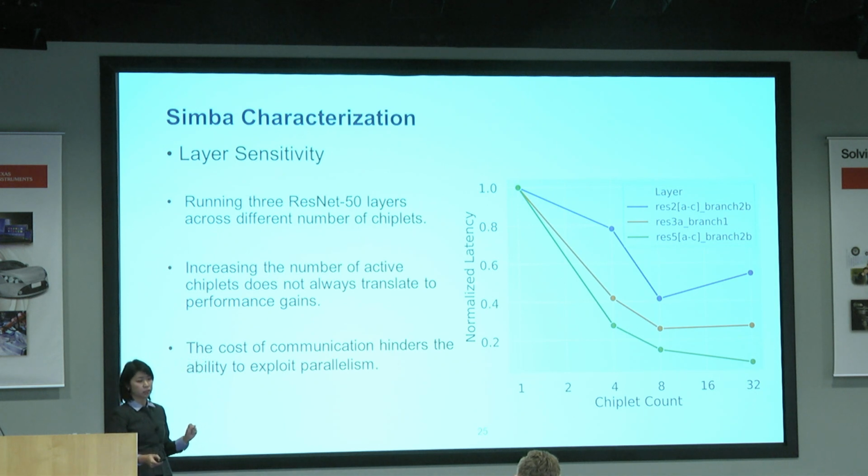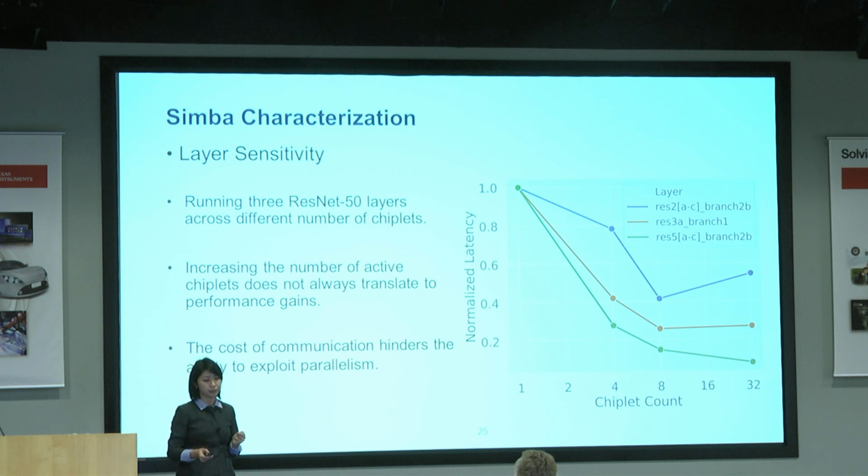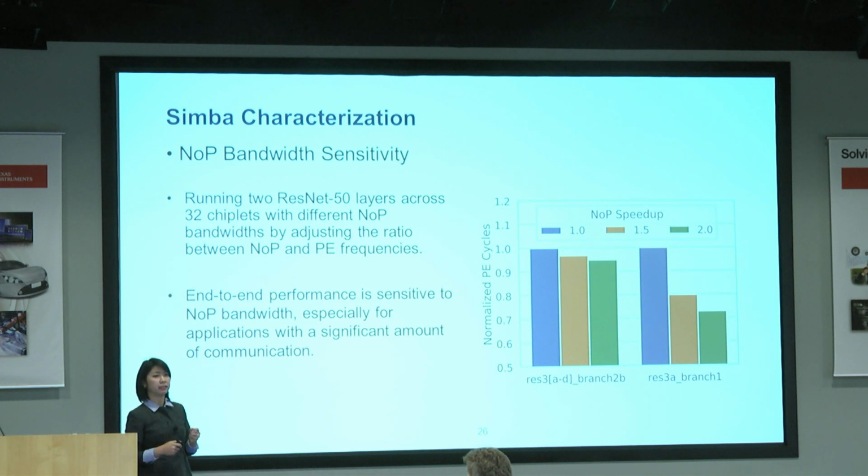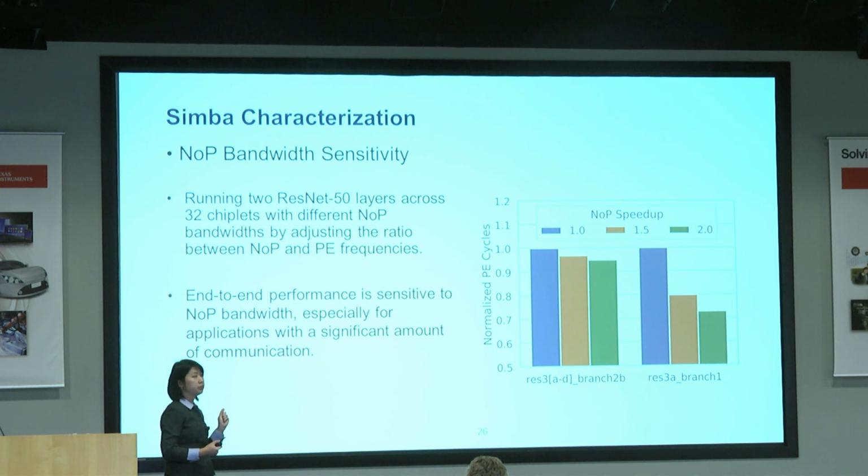So with that, we started looking into where the latency goes, in the NOC or in the NOP, and why communication becomes so important in those scenarios. We designed two different experiments to understand that. The first one is to understand the bandwidth sensitivity on the NOP side. For different layers, we can control the relative frequency between the network on package and the processing element. With that, we can observe whether our layers are sensitive to the communication bandwidth available in our network-on-package system.